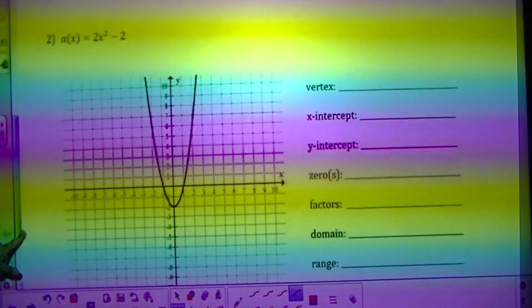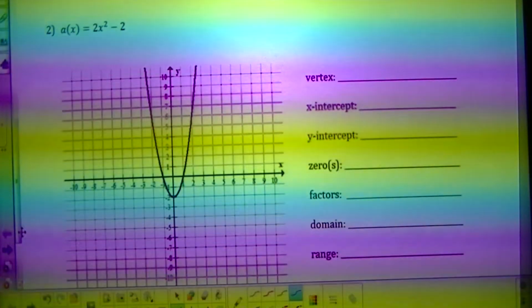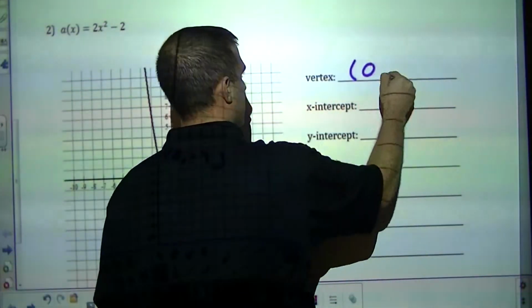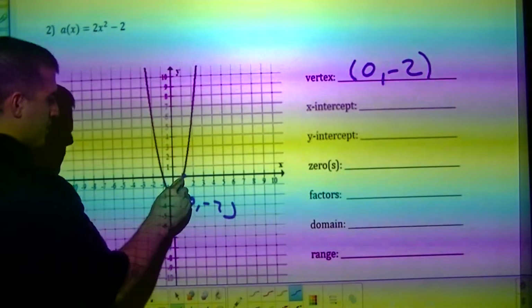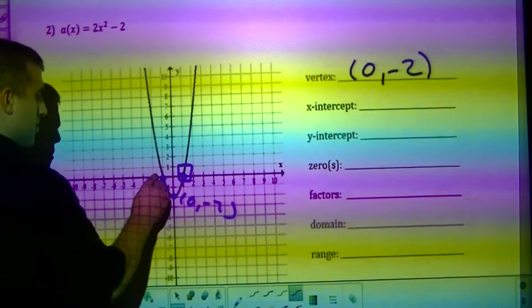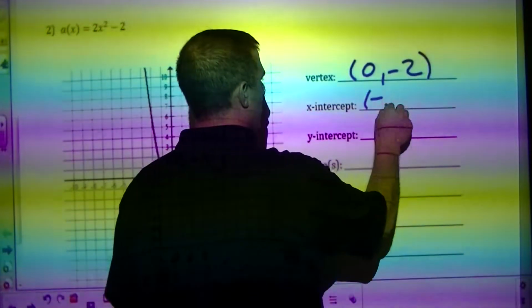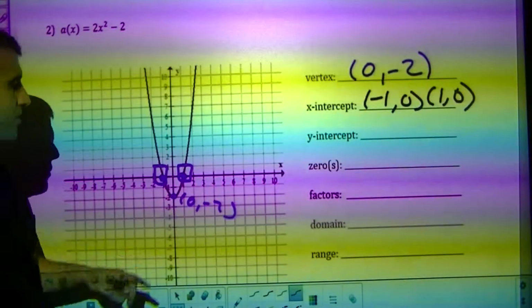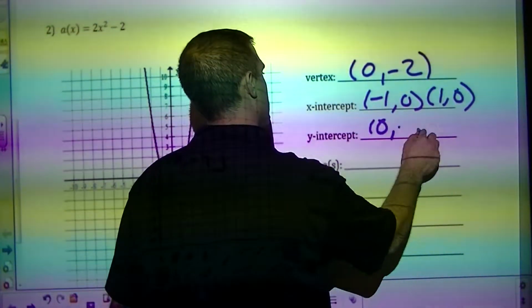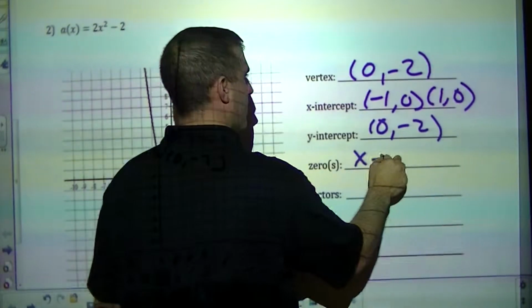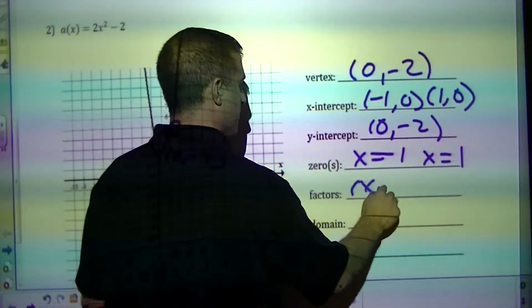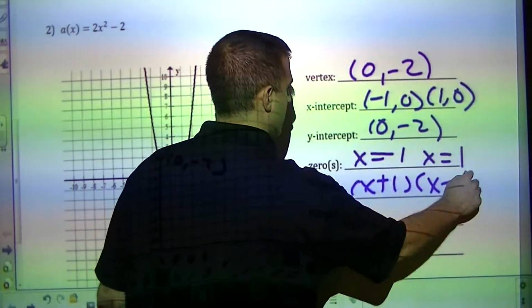Okay, number 2, my vertex is right here, that's going to be at 0, -2. Alright, my two x-intercepts are here and here. Okay, so that's going to be -1, 0, and 1, 0. My y-intercept is also 0, -2. My zeros are x equals -1, x equals 1. The factors are going to be x plus 1, x minus 1.